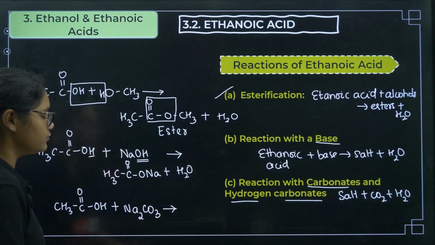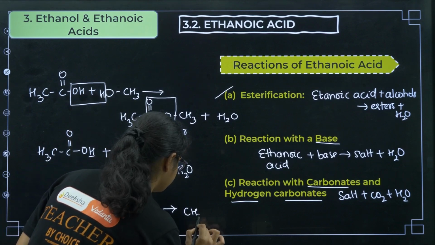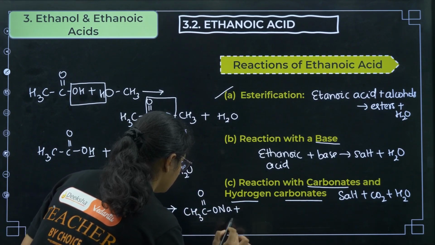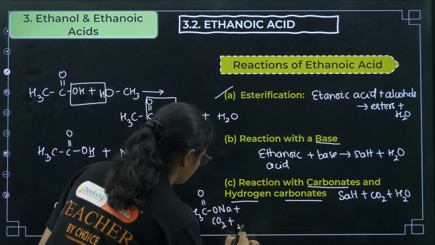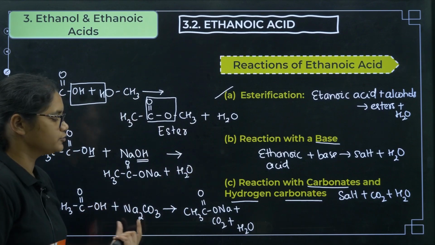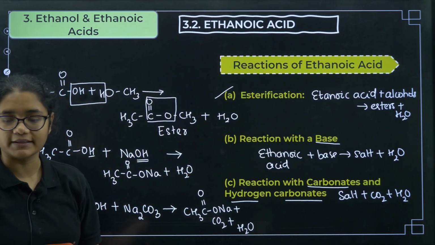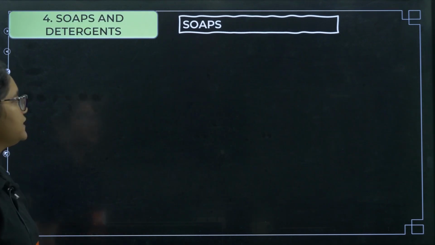This one will first give you the salt, so I will get CH3COONa, then you will get CO2 plus H2O. The same reaction with bicarbonates also gives the same products. So these are the different reactions of ethanoic acid. Clear? Next, we will see a very important topic, soaps and detergents.